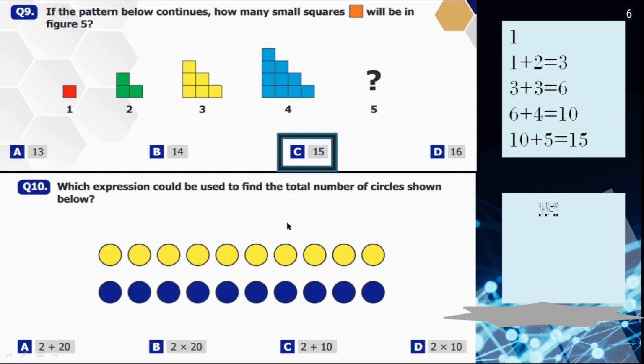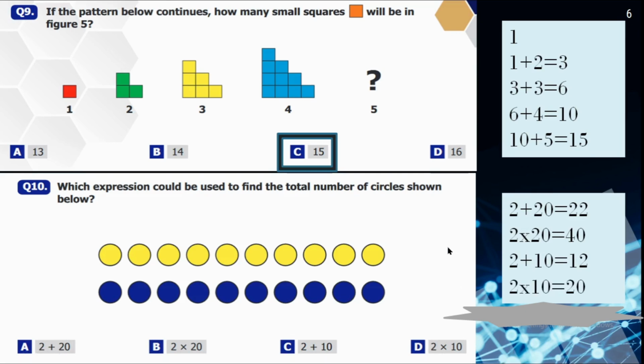So let's see, in option A, it's 2 plus 20, which is 22. Option B, 2 multiplied by 20, which is equal to 40. And then option C is equal to 12. And option D, 2 multiplied by 10, that is equal to 20. So D is our correct answer.